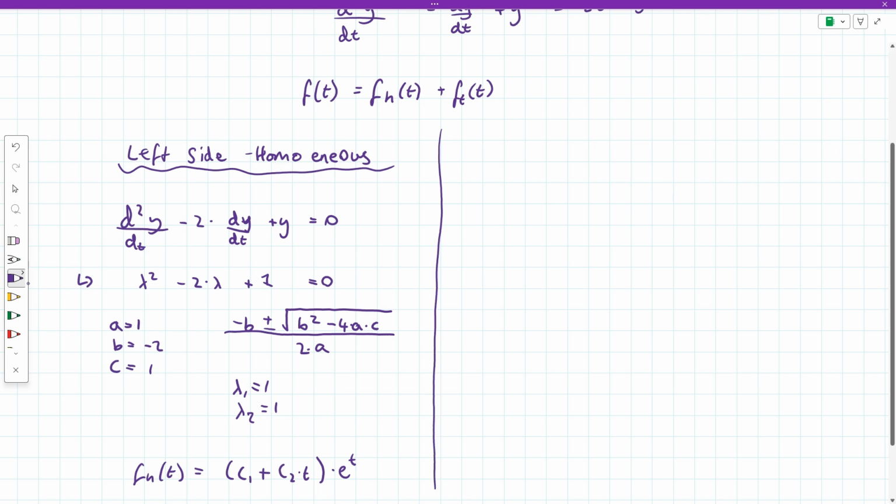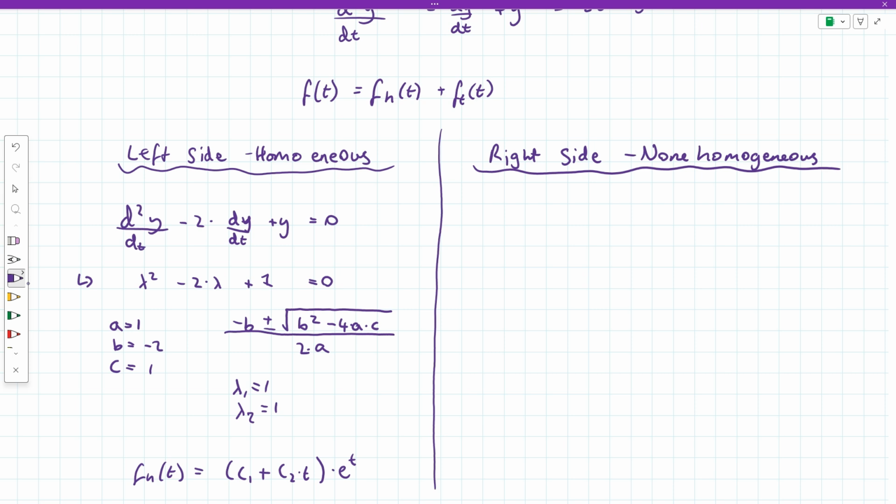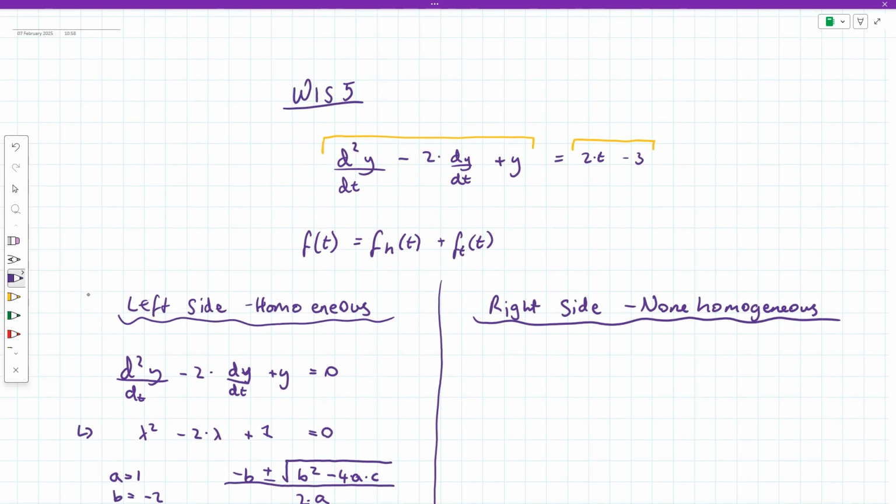Now when I look over at the right side, I'm using that bottom section of the formula sheet. That bottom section talks about how we deal with this right side. And the first thing to do is to realize what form it's in. We can really clearly see that it's 2t minus 3, which means that it's in the form where r of t equals a times t plus b. Now the important thing to note here is that a does not just equal 2 and b does not just equal minus 3. We need to do some substitution to actually calculate this.